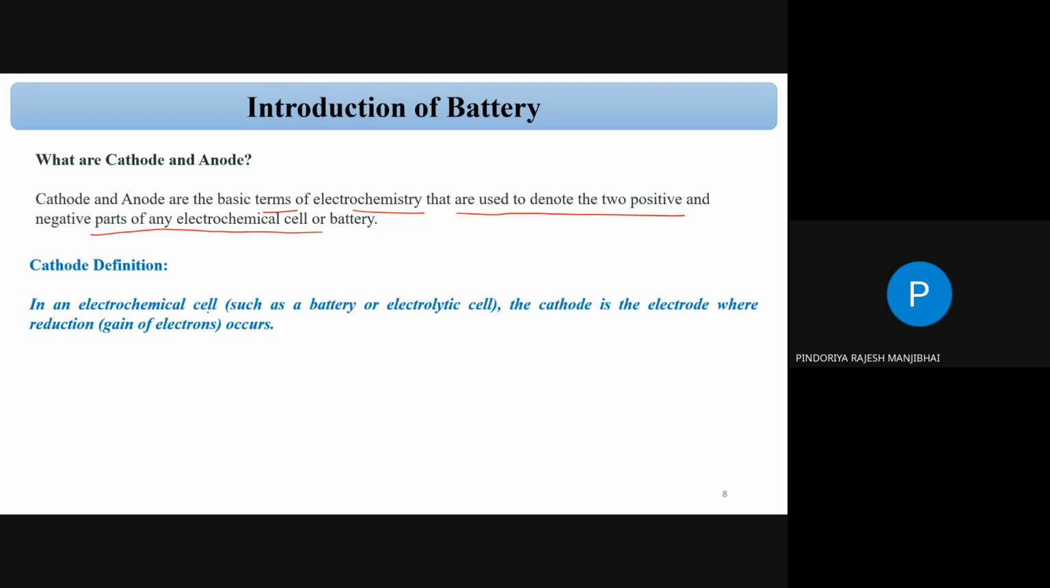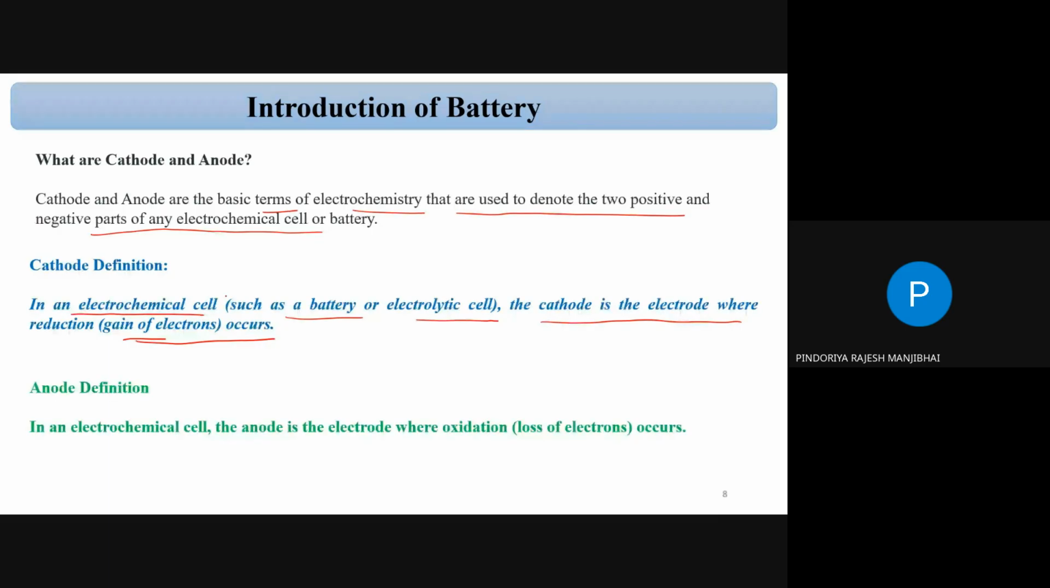So what is the meaning of cathode? In an electrochemical cell, such as a battery or electrolytic cell, the cathode is the electrode where reduction, or the gain of electrons, occurs. Normally we say the cathode has positive polarity and the anode is the negative terminal. Sometimes it is said the other way, anode positive and cathode negative. But in the standard definition, the electrode where reduction, the gain of electrons, occurs is your cathode.